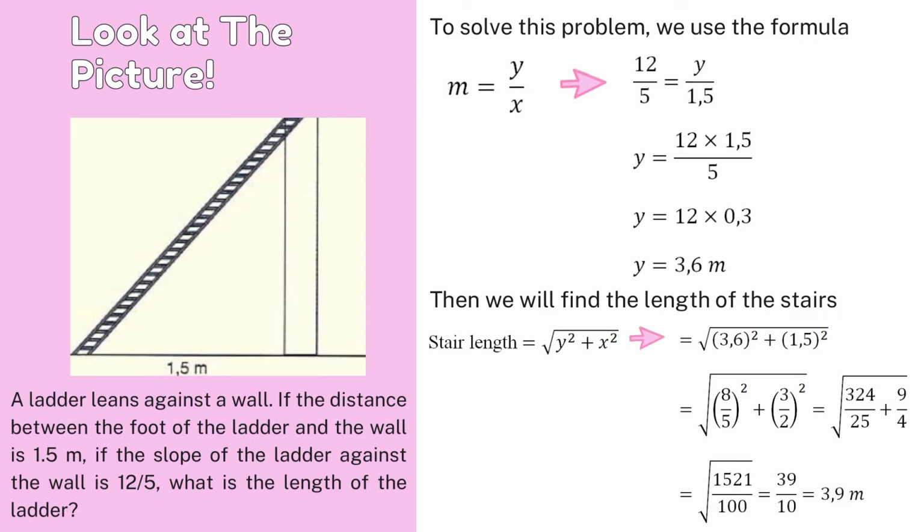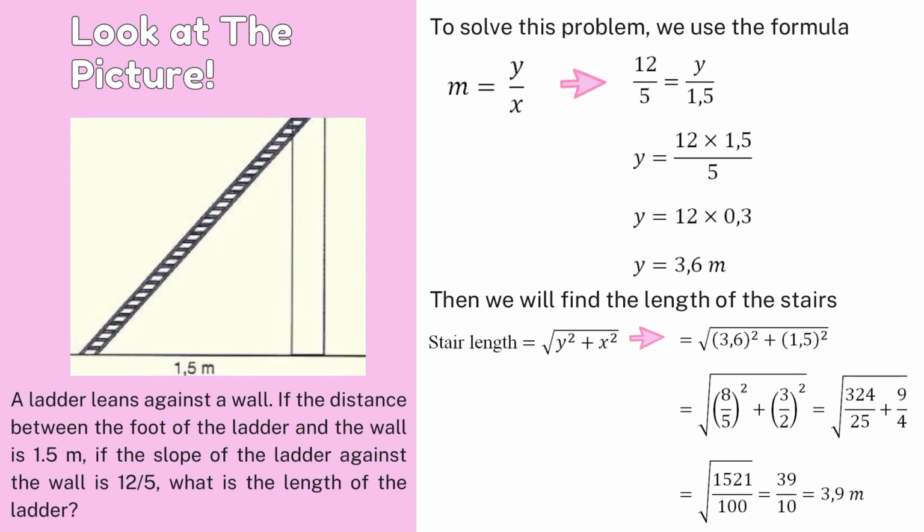Okay, let's go back to the questions. To solve this problem, we use the formula m equals y over x. Before that, we must first know which is y and which is x. The long side of the vertical, or wall, is y, and the horizontal below is x. To find the slope, we must first know the value of y. Because x is already known from the problem, we just enter the value.